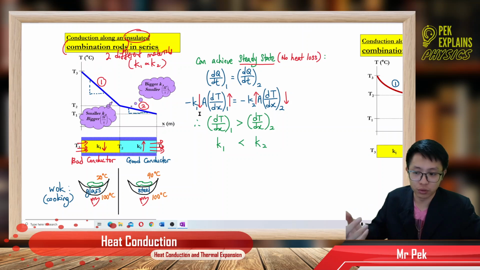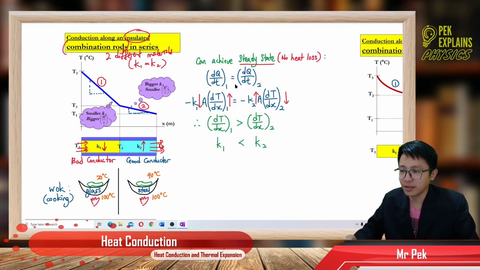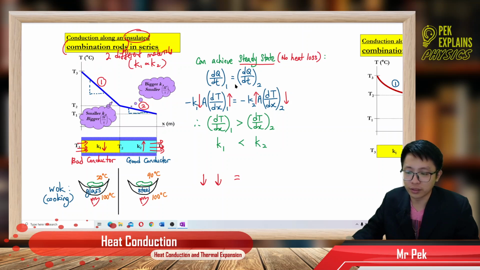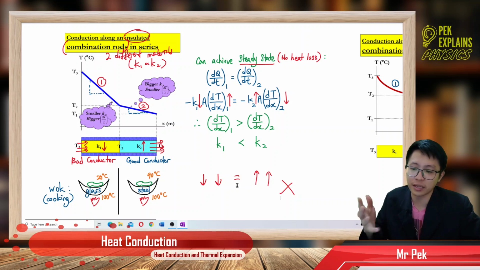This K is low, the dT/dx must be high. You cannot have K low and dT/dx also low. You cannot have the thermal conductivity low and the temperature gradient also low, then both sides become not equal. You understand or not? It cannot be that this side has low K and low temperature gradient, equal to K high and temperature gradient high, which is wrong. These two sides are not equal.